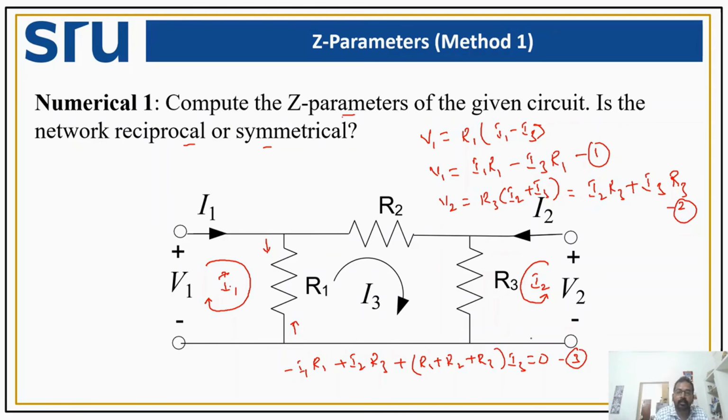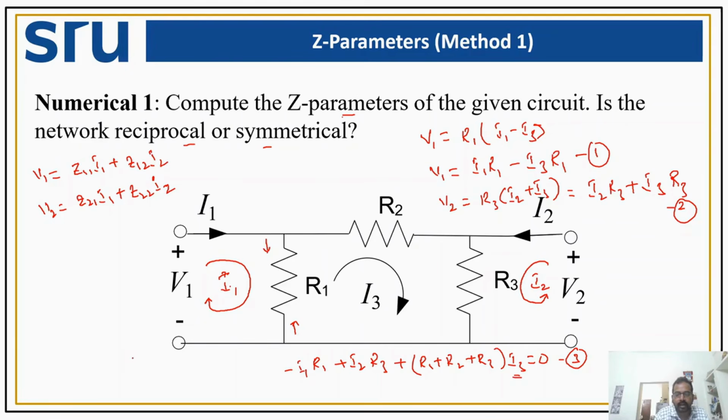But what we need to compute? We need to compute the Z parameters. So how do my Z parameter equations look? V1 equal to Z11 I1 plus Z12 I2, and V2 equal to Z21 I1 plus Z22 I2. If you observe carefully, we have four variables, V1, V2, I1, I2, and four network Z parameters, that is Z11, Z12, Z21, Z22, which we need to compute. In these two equations we have only V1, V2, I1, I2. We don't have any I3 term here. So our objective is to eliminate this I3.